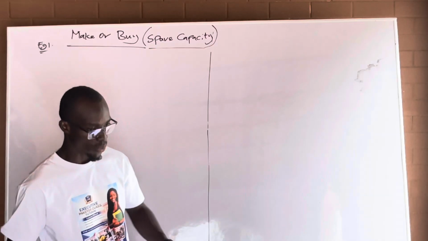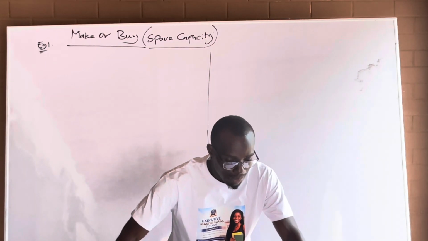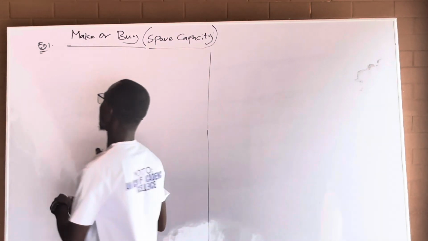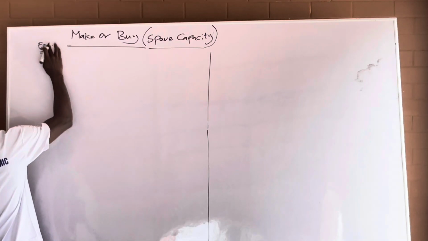So let's proceed with the second question. So Jackson Company, the name of the company is Jackson Company. That one is example 2.